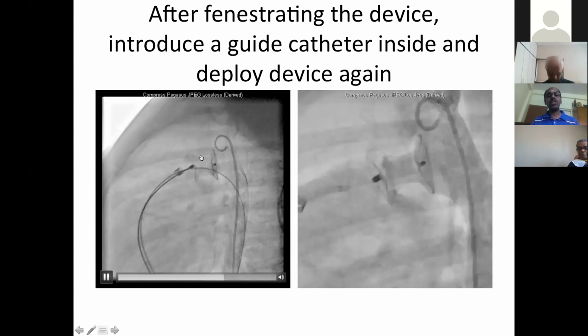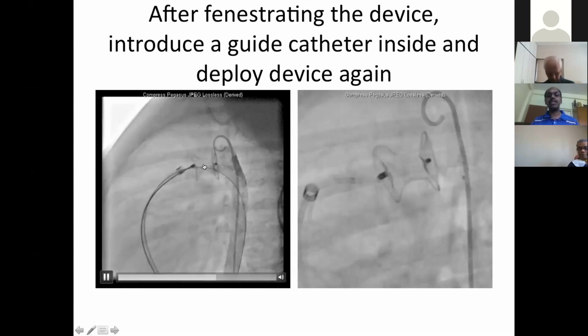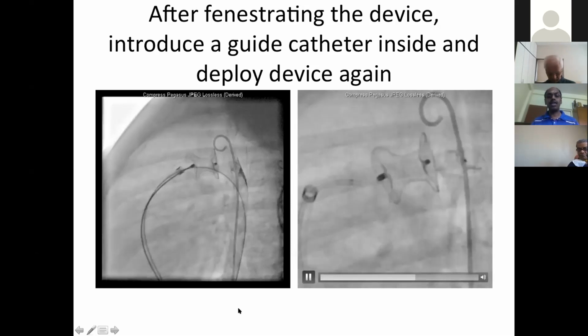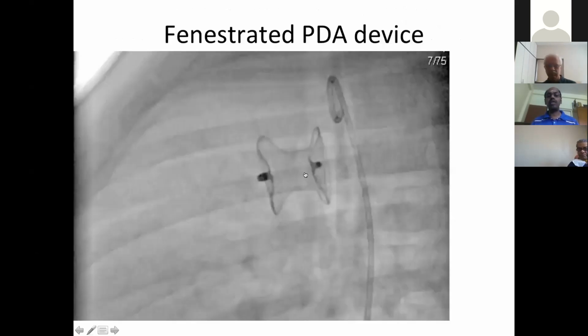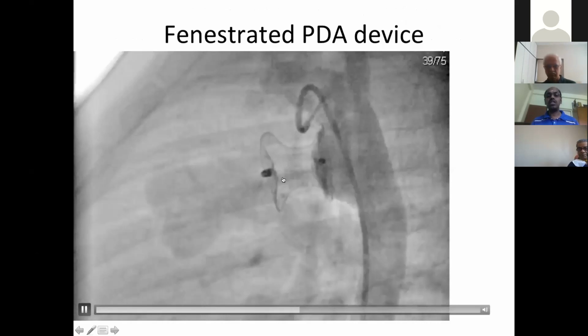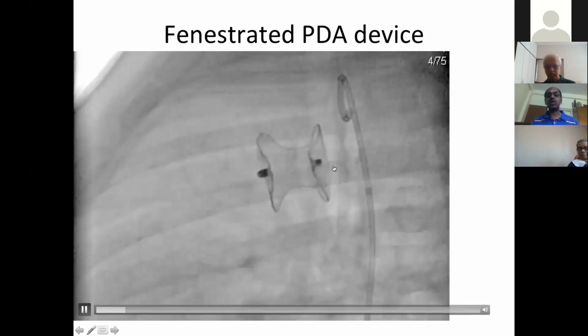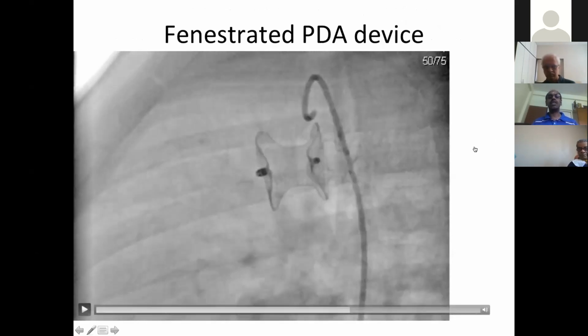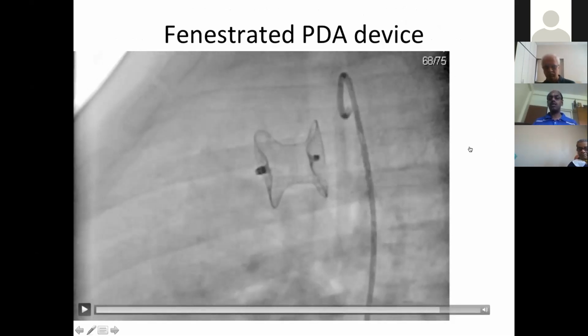After again putting in the device, through the guide catheter, put in a coronary stent. So there is a coronary stent here, and this is the follow-up angiogram. You can see the coronary stent through and through the muscular VSD device. So this is how a fenestrated PDA device is done in some of the large PDAs.